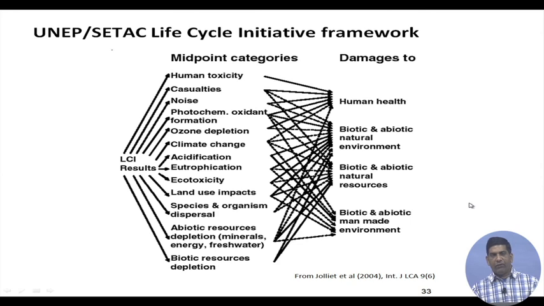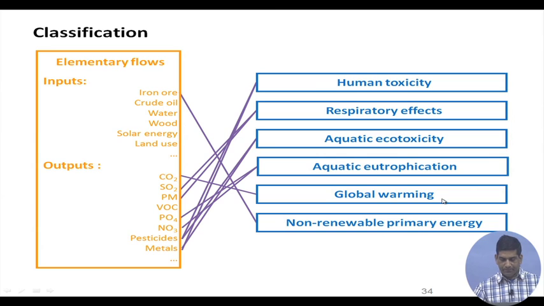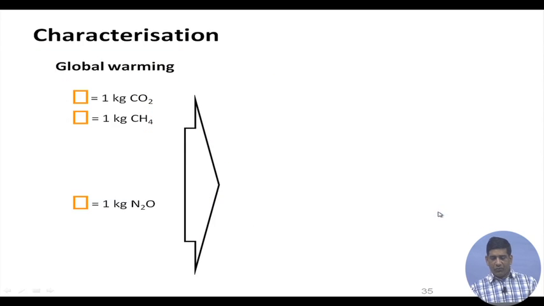So then when we do that, we need to do what is known as weighting, we need to do an allocation. So when a midpoint category goes to more than one damage category, in what ratio we need to divide those damage categories. So from the elementary flow, you have these human toxicity, respiratory effect, aquatic toxicity, eutrophication, global warming, non-renewable primary energy. So these are the impact categories which are out there.